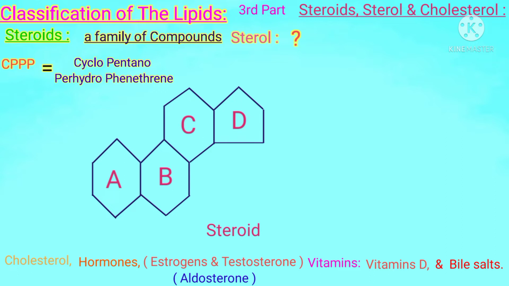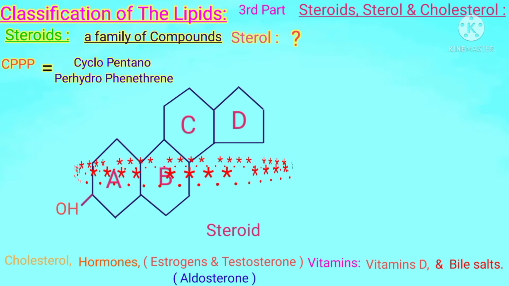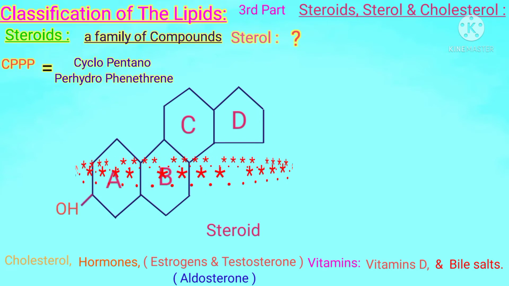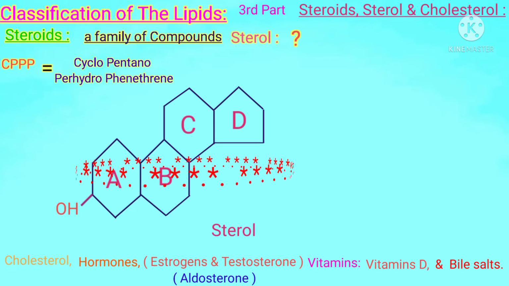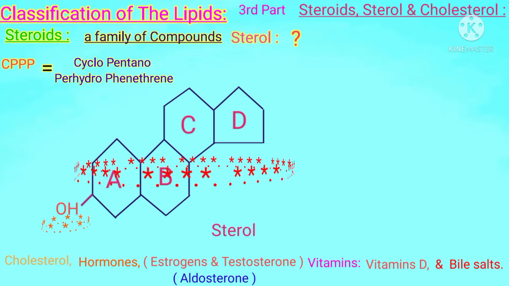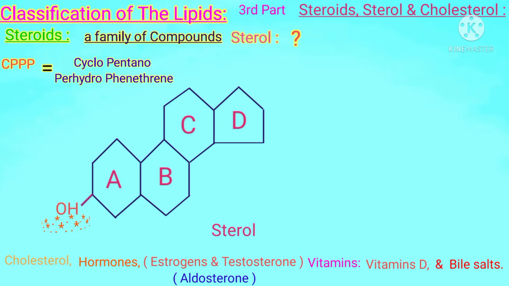Students, the answer is that if the steroid contains an OH group, a hydroxyl group, then this structure will be called a sterol. For example, if we write a hydroxyl group here, then this compound will change from a steroid to a sterol. Without OH, without a hydroxyl group, this structure is a steroid. But in the presence of a hydroxyl group, this structure is a sterol.